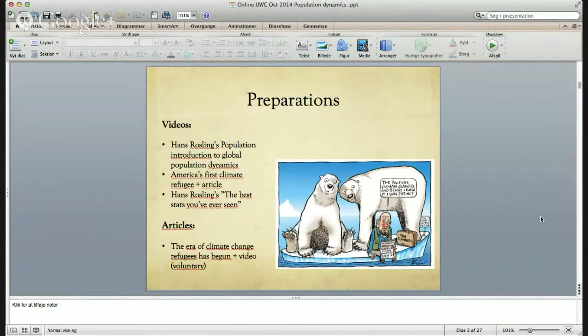Now, in advance of this class, you looked at Hans Rosling, who's a Swedish amazing guy who really knows how to work statistics. So we looked at his video about population and introduction to global population dynamics. We looked at a brief video and article about America's first climate refugees, and another one of Hans Rosling's videos about the best statistics you've ever seen. And then we read the article, "The Era of Climate Change Refugees Has Begun."